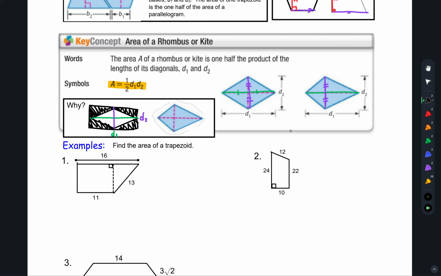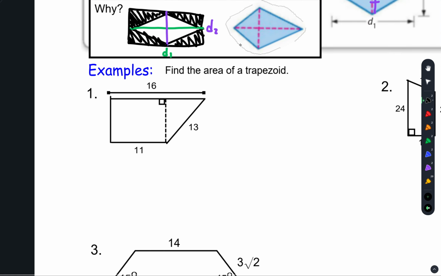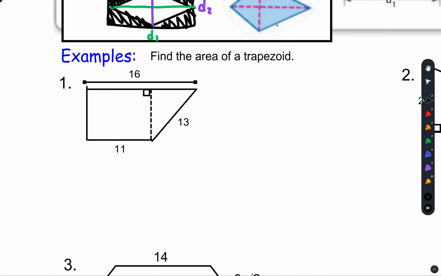So the first three are all trapezoids. I'm going to rewrite that formula up here really quickly. It is area equals 1/2 height times base 1 plus base 2. We are going to be looking for those three parts, and the most important thing that we're going to be looking for is to make sure that we have picked the bases that are parallel to one another. So in this diagram, the two bases that are parallel to one another are here and here. Everybody agree?